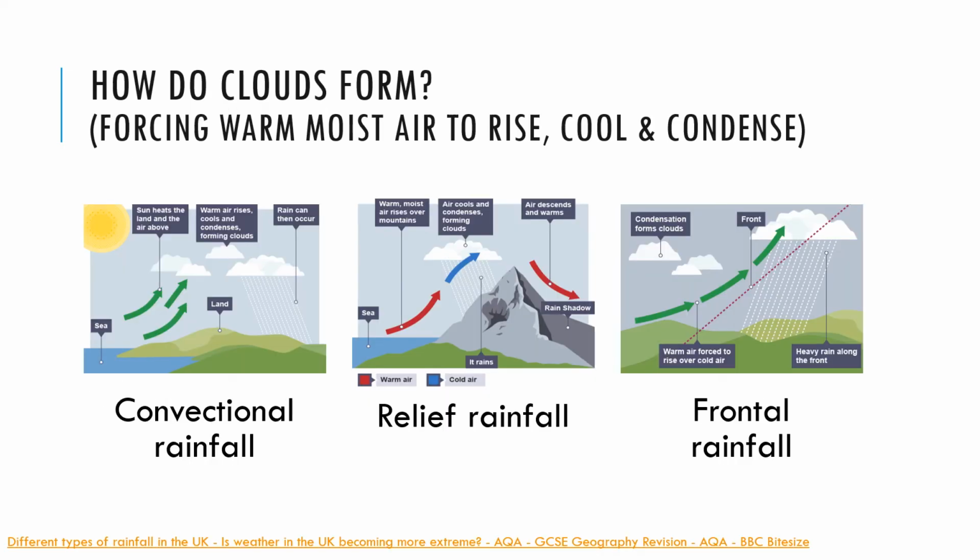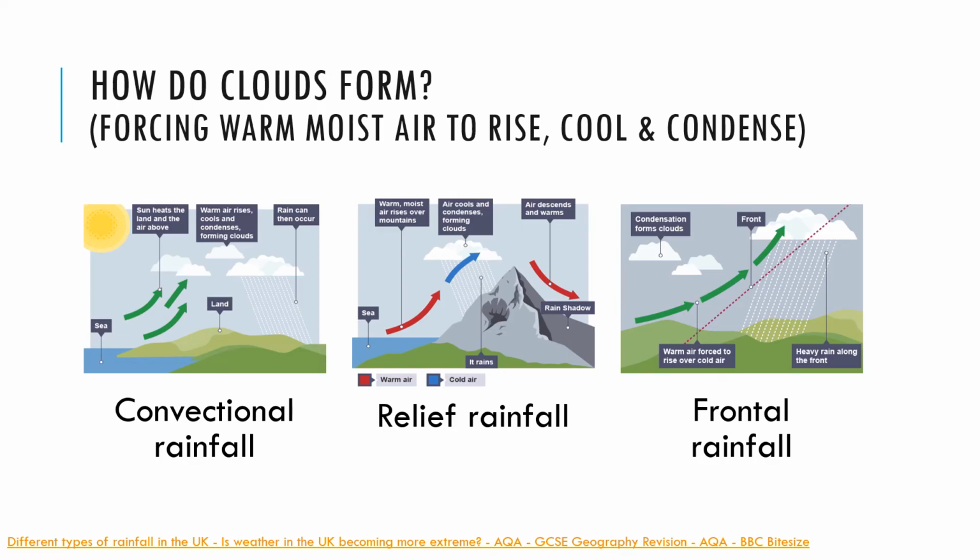So how do clouds form? Well, really clouds form, and I've taken these diagrams from BBC Bitesize because for me, I think they're brilliant. Clouds really form when warm, moist air is forced to rise, cool, and condense. Now, there are 3 ways that you particularly study that can be linked to deserts or tropical rainforests. So I'm just going to go over the main ones now.